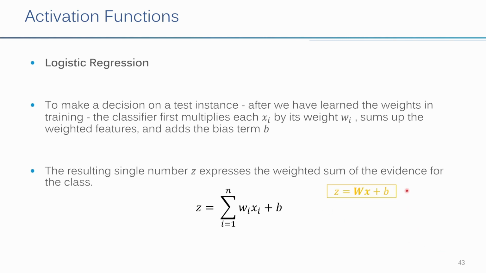This is just another representation. Instead of writing the entire sum right here, we just use the matrix representation, with all the elements of w doing a dot product with x, and then we add the bias term.